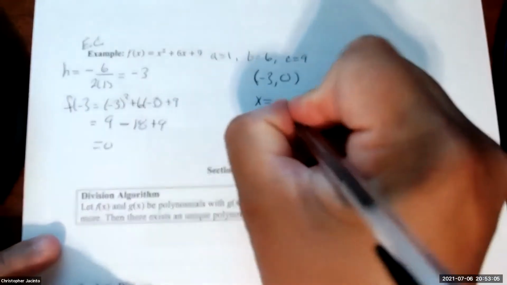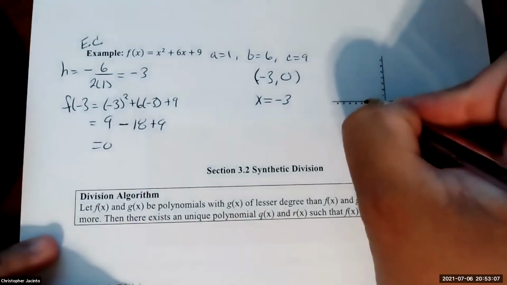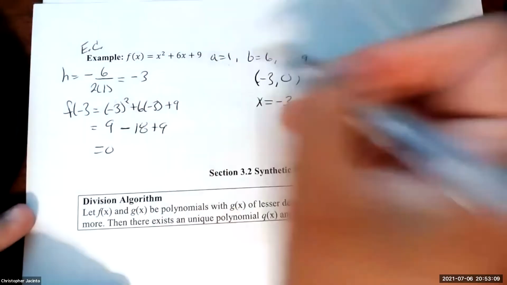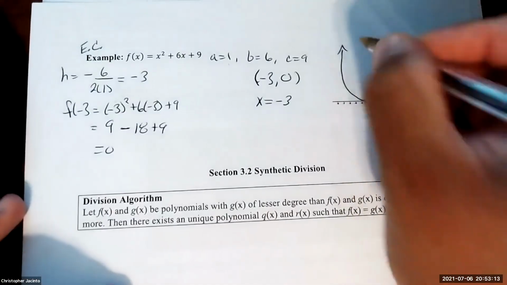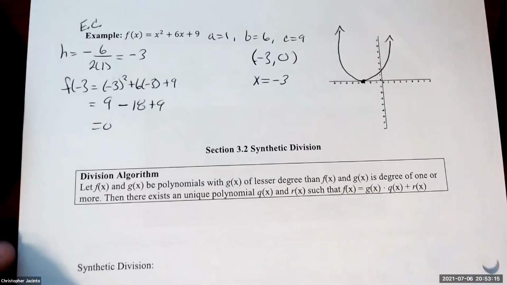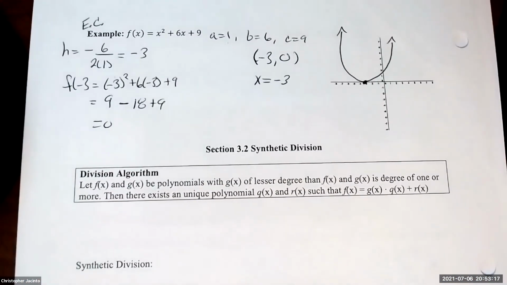Axis of symmetry is x equals negative 3. And it goes up because it's positive. So it looks like that. And voila.